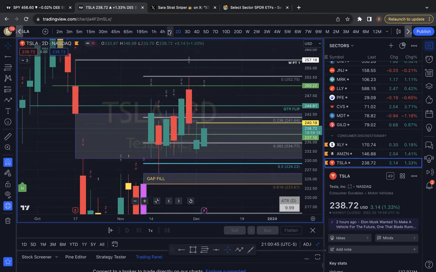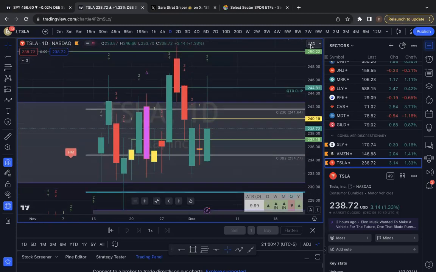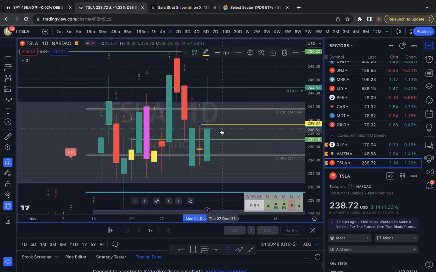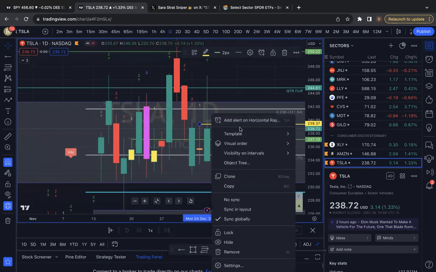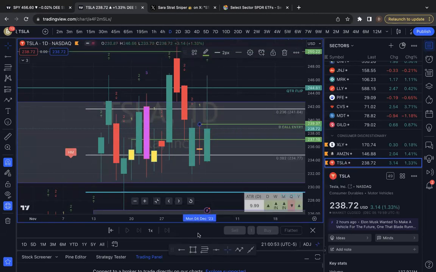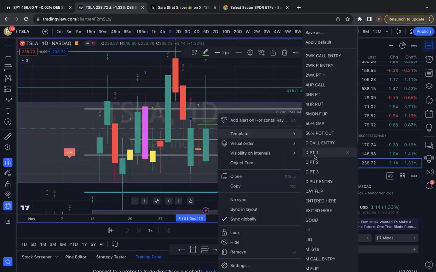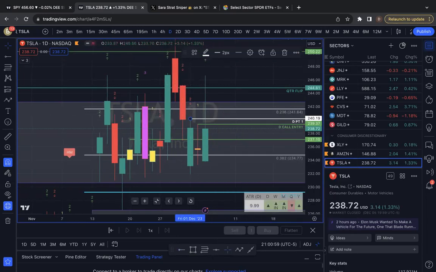But if you look at the daily, the daily trigger was right here. It reached this price target, and let's mark everything out so you see it. It reached its first price target. It reached its second price target.